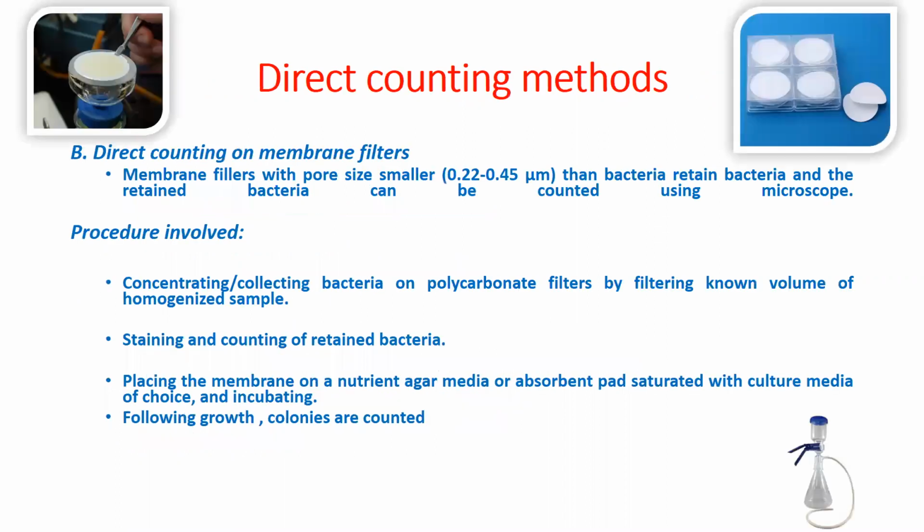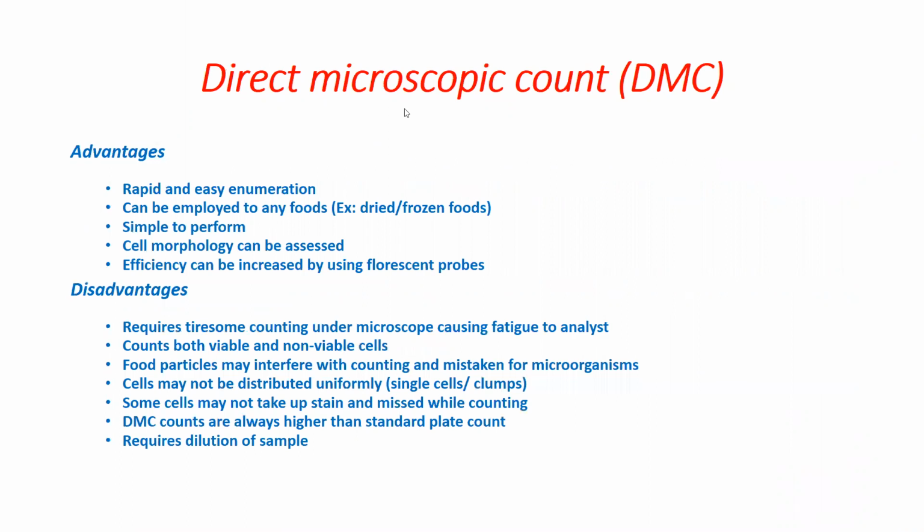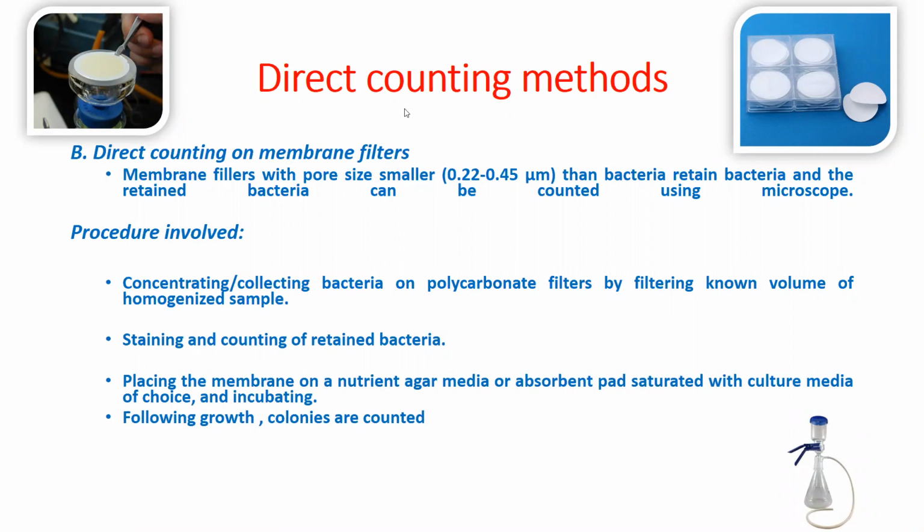Now another direct counting method is direct counting on membrane filters. Here, suppose the microbial load in the food sample is very low. Then we have to use the membrane filter. You can see here, this is the membrane filter. We have a filtration unit.